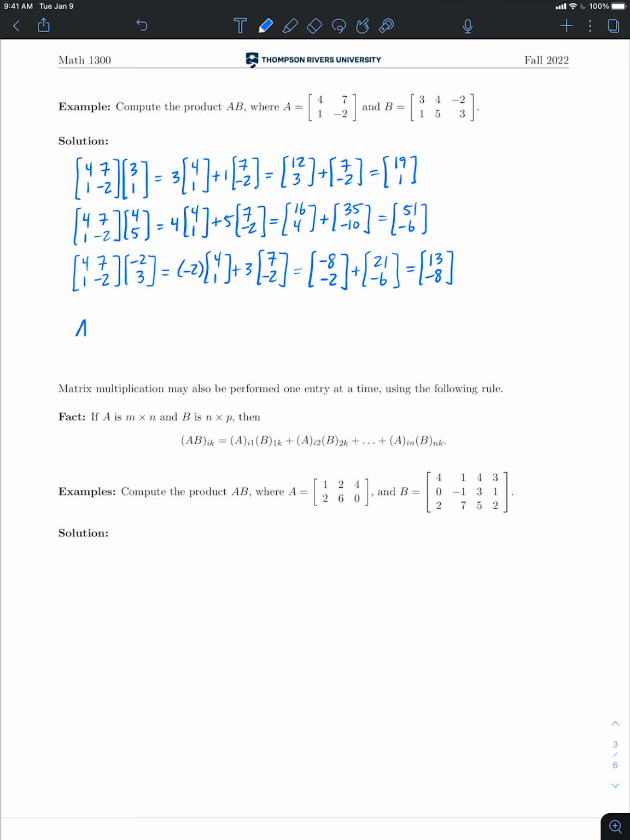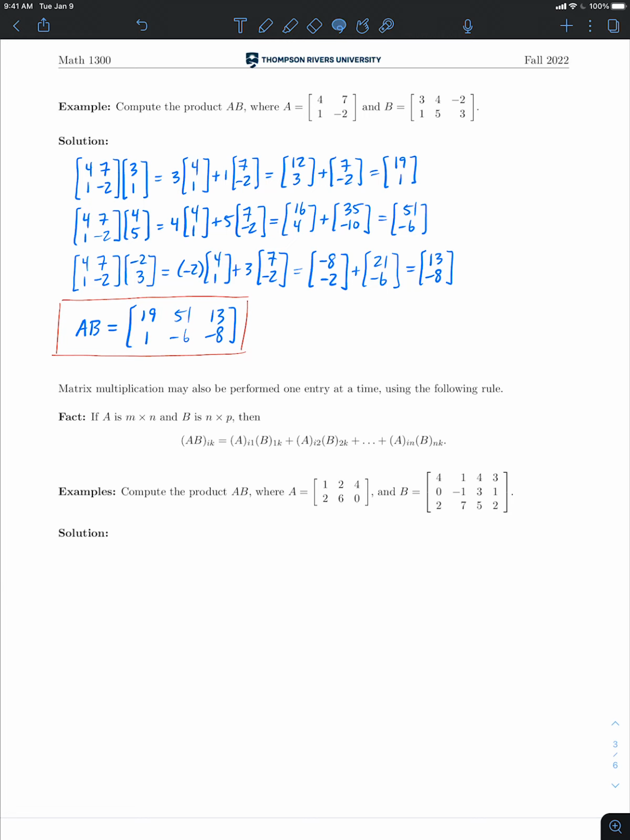So we can finally say that the product of A and B is going to be: the first column is 19, 1. That's this one up here. Then our second column is 51, negative 6. And our third column is 13, negative 8. And notice that the result here is 2 by 3. Our product was a 2 by 3 matrix.